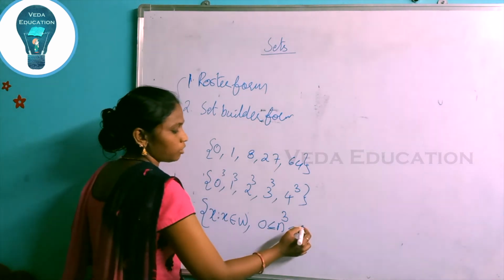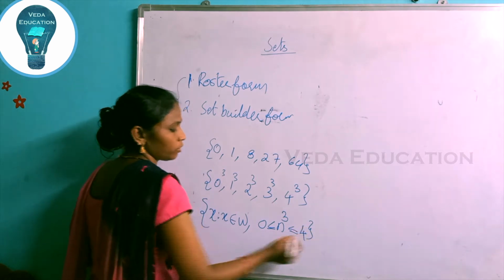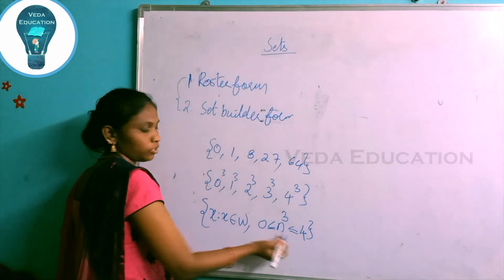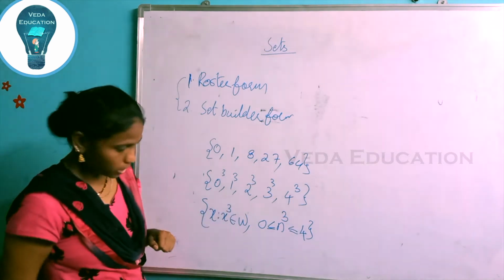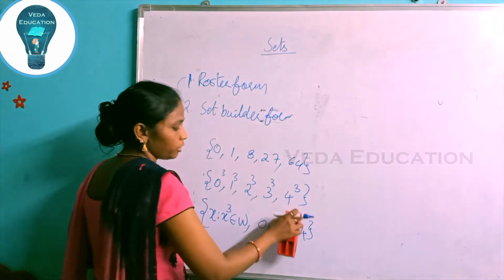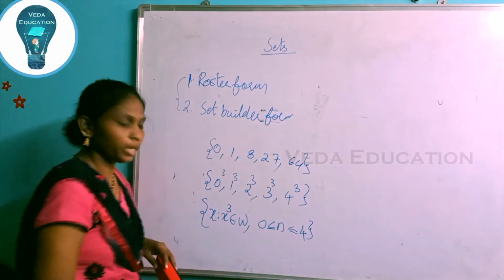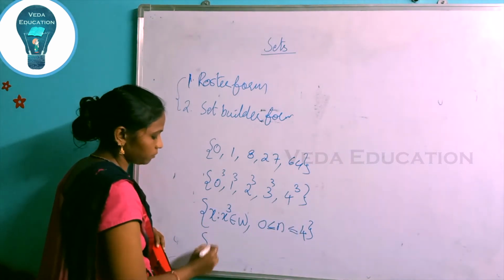Next, less than or equal to 4. Okay, 0 less than or equal to 4. Or else you can consider here x such that x cube also you can consider, and here no need to write 3. Okay, two forms you can write.